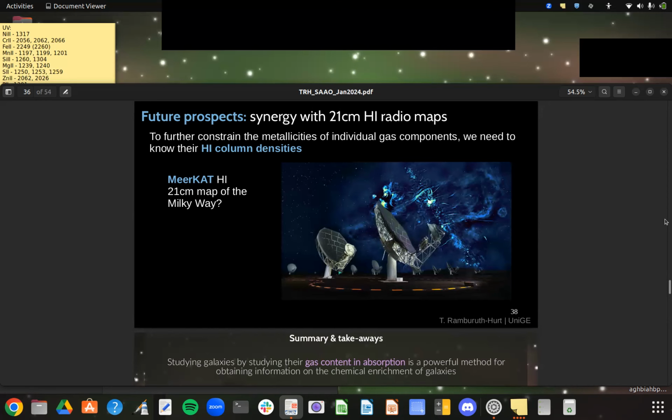So a possible future endeavor with this project would be a synergy with 21 centimeter H1 radial maps of the Milky Way. Because if we are able to get the hydrogen column density for individual components from 21 centimeter maps, we will be able to further constrain the metallicities of these individual components. But I'm not a radio astronomer, so if anyone is very familiar with galactic H1, please come and see me.